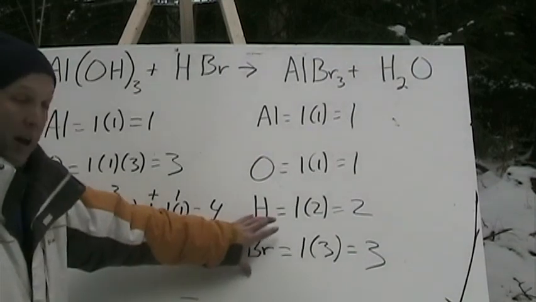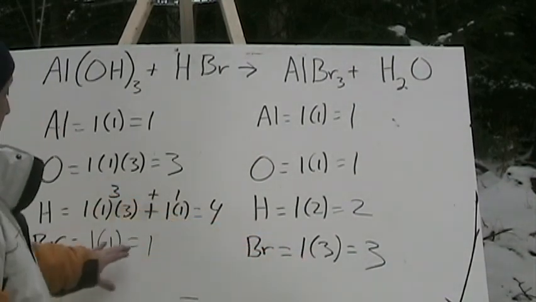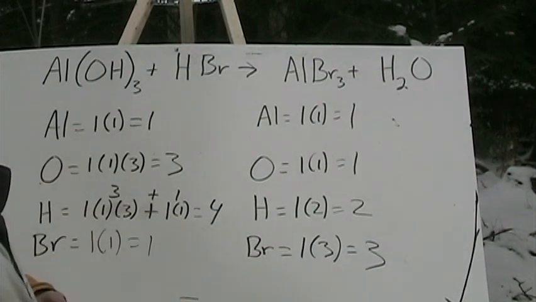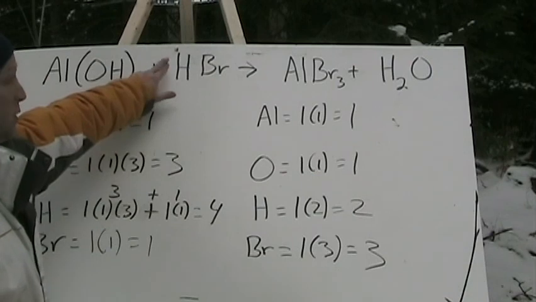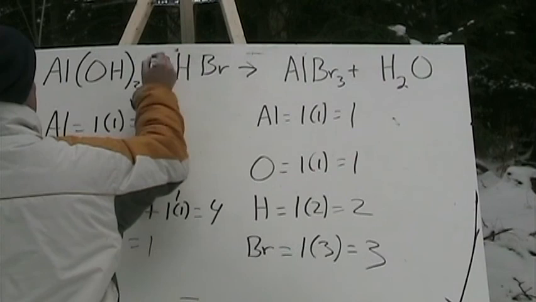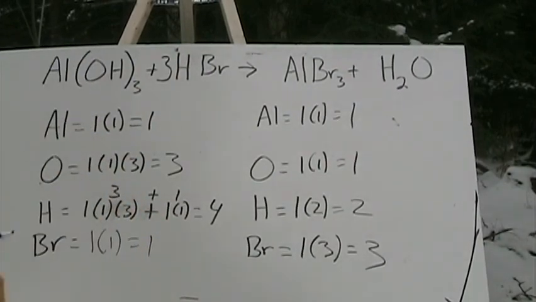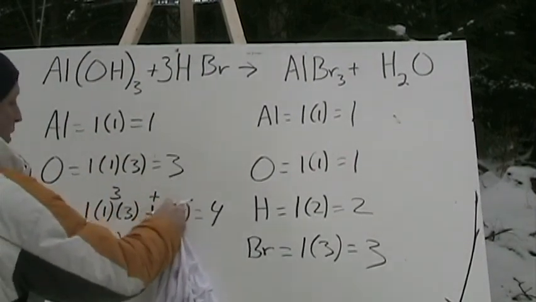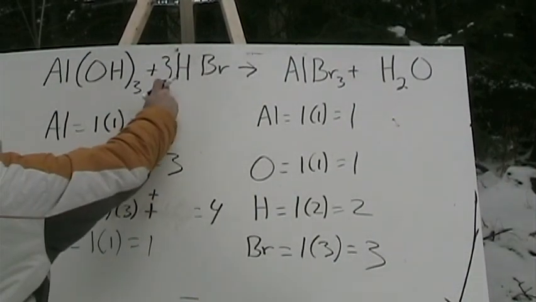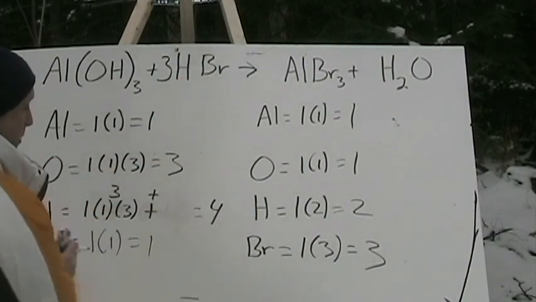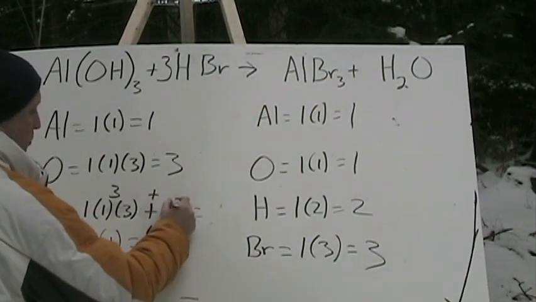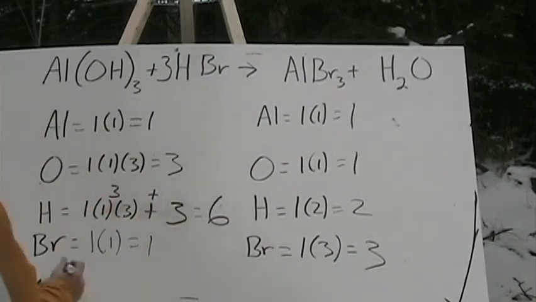Bromines are not balanced. We have 3 on the product side, and only 1 over on the reactant side over here. So what we have to do is change the coefficient for HBr to a 3. That changes this part over here. So now it's 3 times 1. I'm just going to go ahead and write down 3 there. Equals a total of 6.